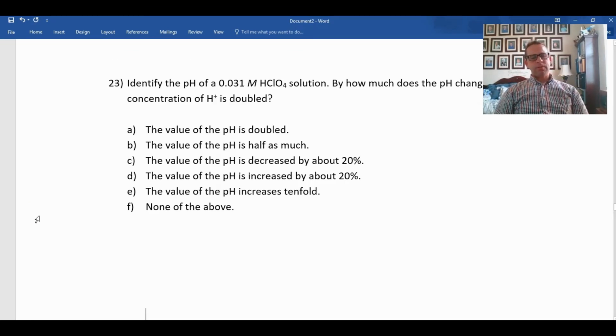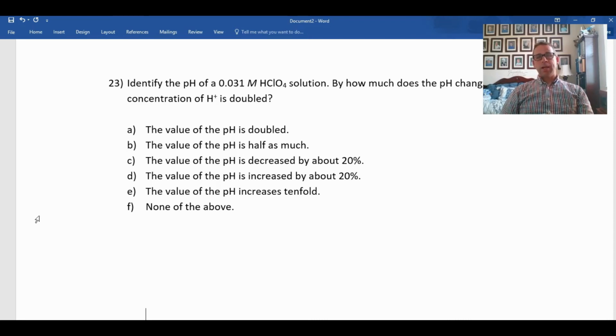Okay, here's the next one. See if you can figure this one out. We have the pH of a 0.031 molar HClO4 solution. We want to find out what the pH is, and then we want to know how much the pH changes if the concentration of H plus is doubled. Take a look at it. If you looked at it and you got the answer right, you can move on. The answer was C. If you didn't get it right, let's go over it together, see what happened.